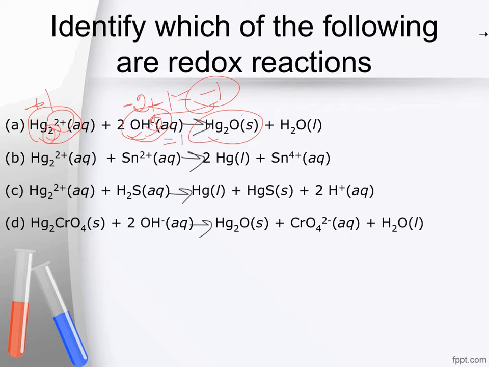Moving on to mercury oxide, that is an ionic compound. Figure out the charges or anti-crisscross if you're pinched for time. So the mercury ion has a charge of +1, and oxygen a charge of -2. Now all we have left is water.